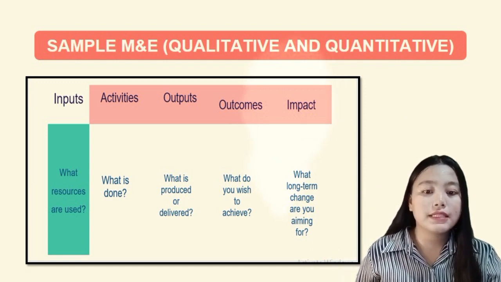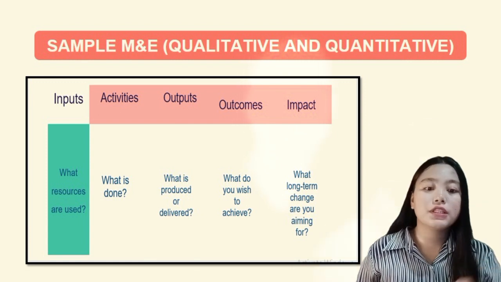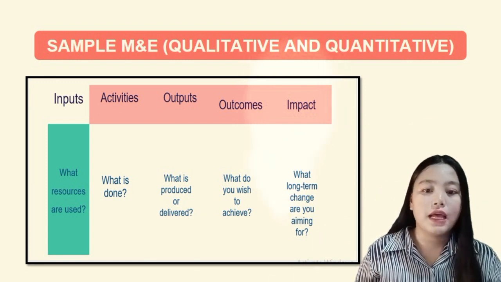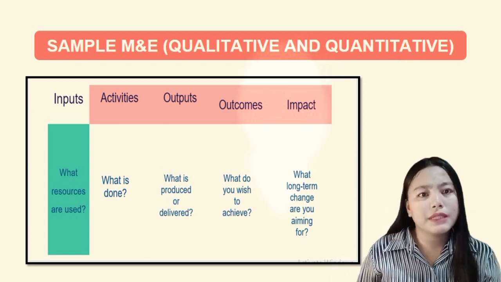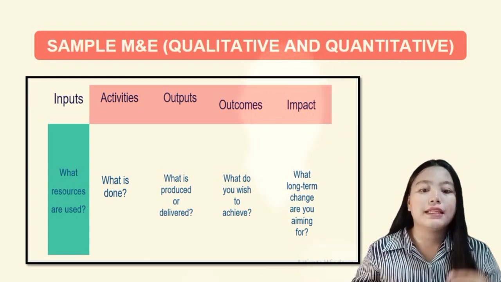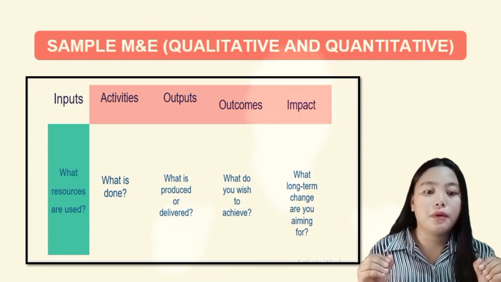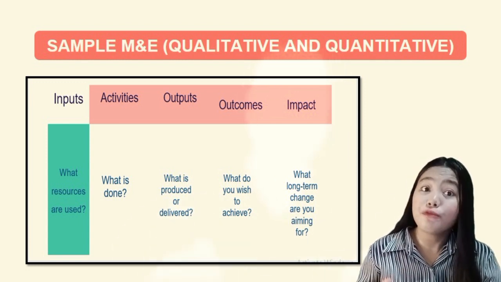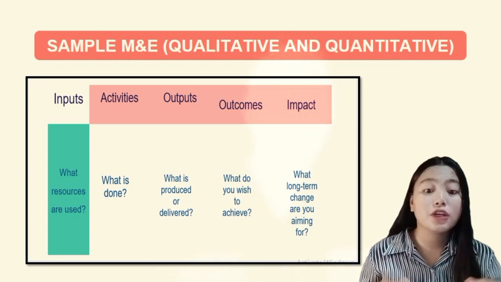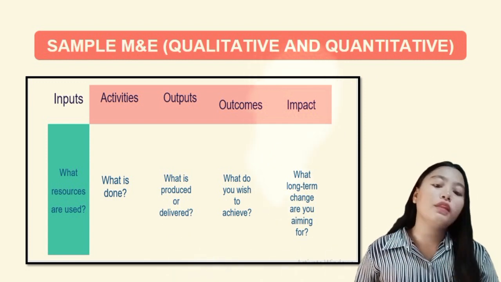So the next is output. So the outputs are the immediate results of our activities. They are necessary for achieving the outcomes. Think of them as positive indicators that the outcomes are on track. So as per skill development example, one output is the number of youth who increase their knowledge in computer-based training.